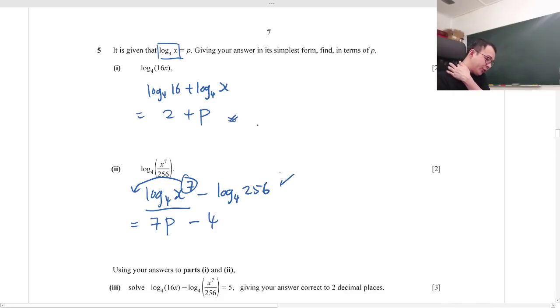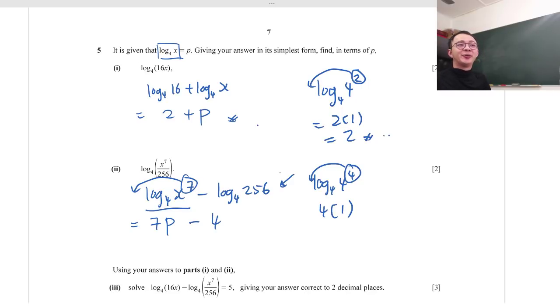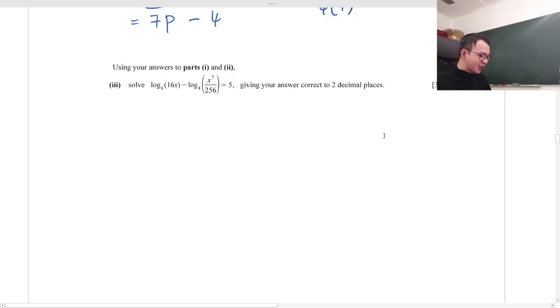You might ask, how do I know that? Because this is not 4, sorry. Is it 4? Yeah, I guess it's 4. Because 256 we know is 4 power 4. So if I move the 4 to the front, it's 4 multiplied by log 4 4, which is 1. So 4 times 1, which is 4. Same idea for log 4 16, because 16 is 4 squared. So if I move the 2 to the front, I get 2 times 1, which is 2. Alright, I hope you can understand. So let's move on to the next one.